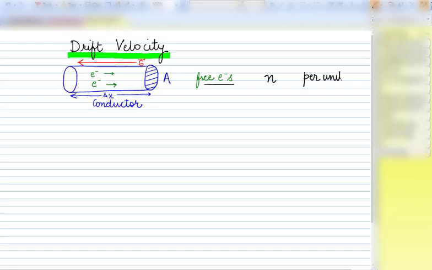So these are the number of free electrons per unit volume. That means in a unit volume of this conductor, the number of free electrons present is small n. So number of free electrons per unit volume is small n. And the charge on each electron is e.